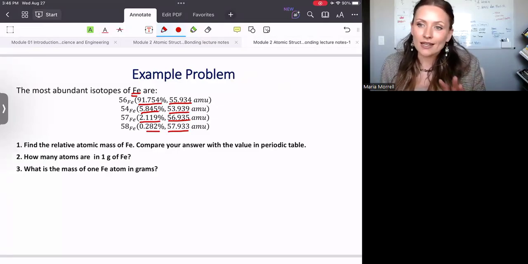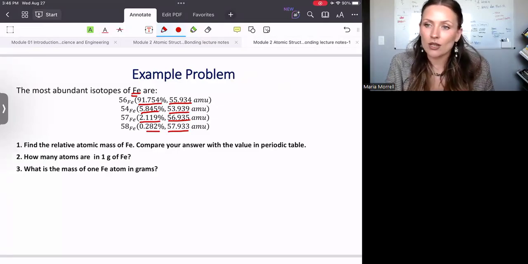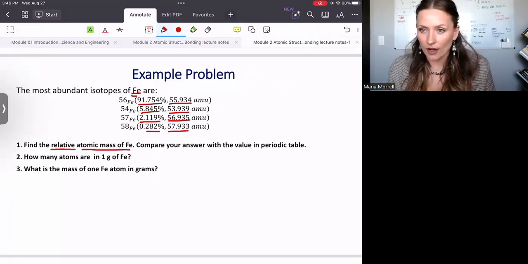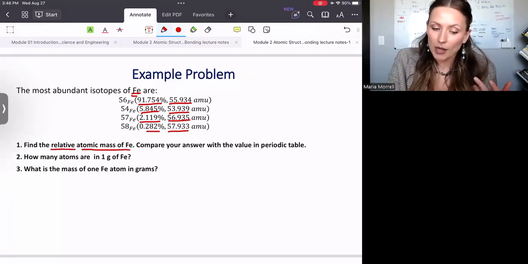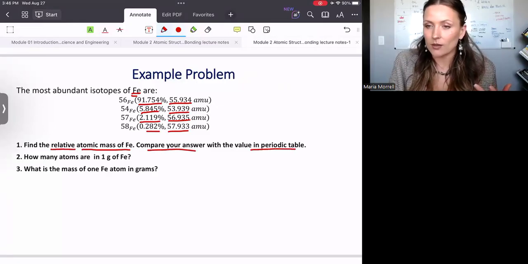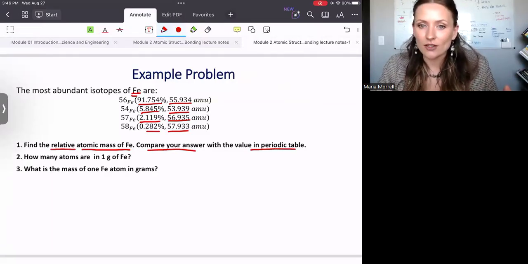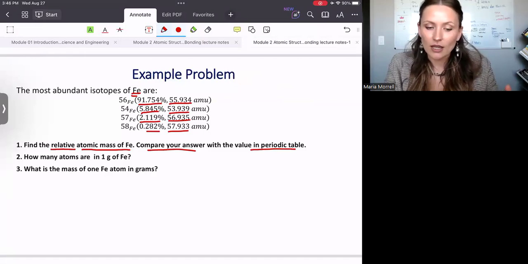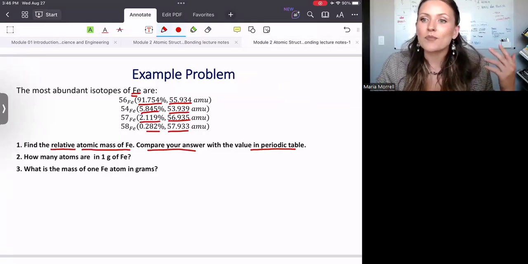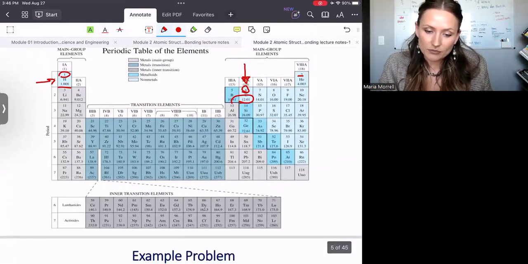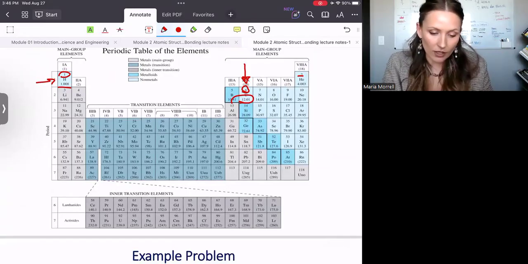So now, taking this as an example, we would like to be able to answer the following questions. First, we need to find the relative atomic mass of iron. And then we're going to compare our answer with the value in the periodic table. I'm sure some of you want to know the answer right away because we see these numbers, almost 56, 54, 57, 58. What is the number in the periodic table? Well, why don't we find it right away?